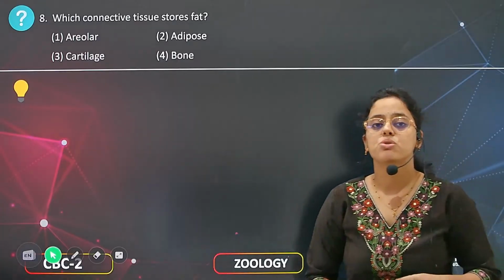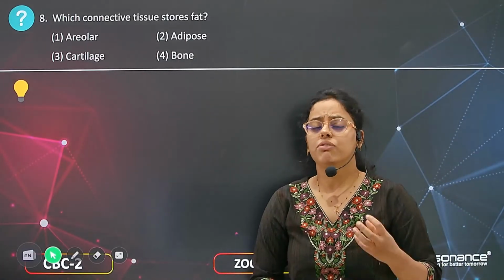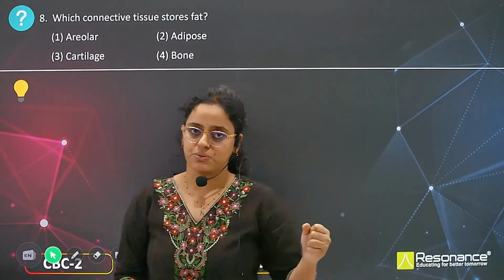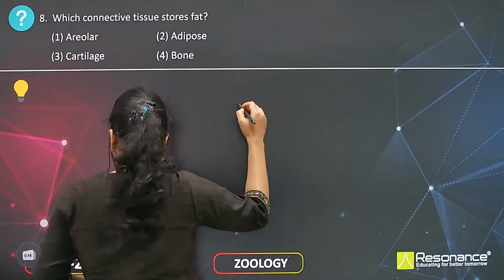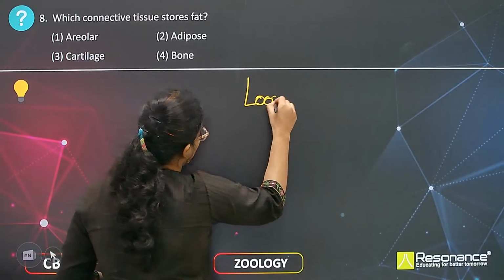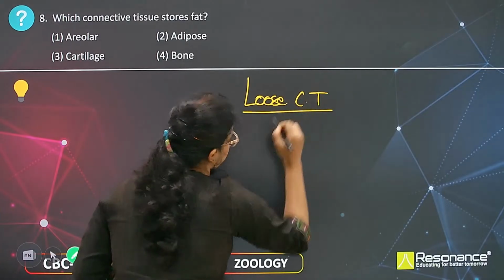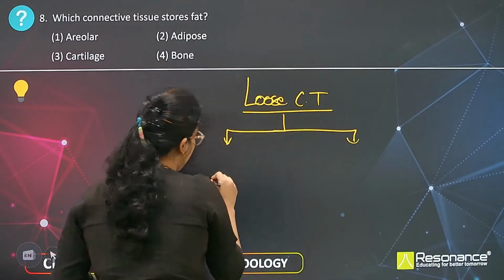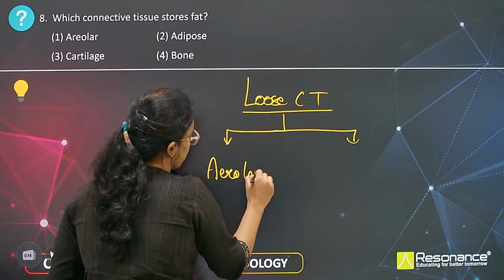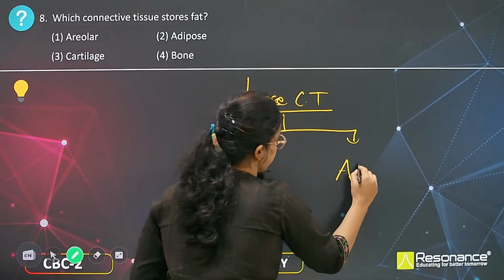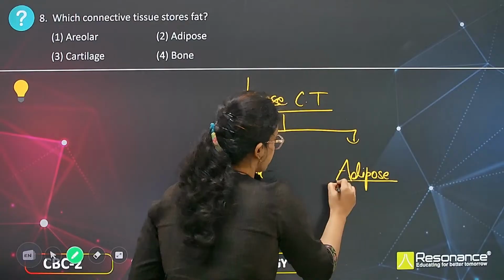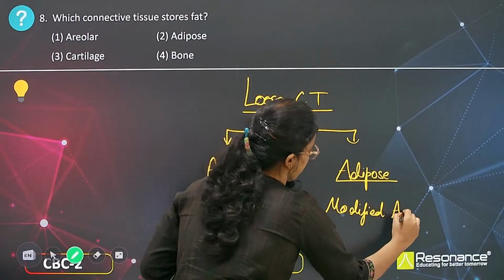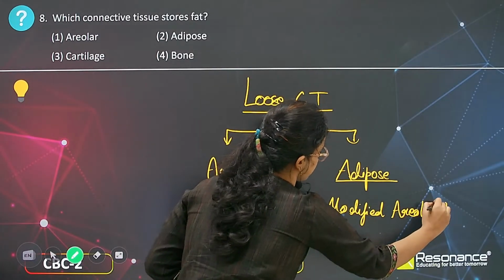Which connective tissue stores fat? The fat is stored in loose connective tissue, of the type modified areolar tissue. We call it modified areolar tissue. Loose connective tissue has two types: areolar connective tissue and adipose connective tissue. This adipose connective tissue is modified areolar tissue.